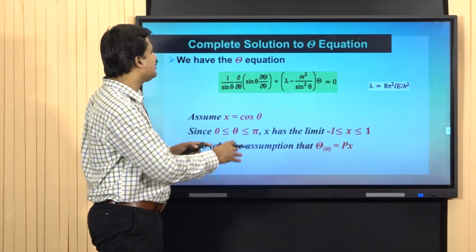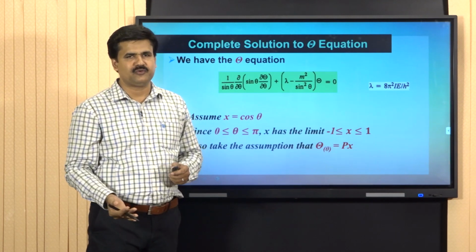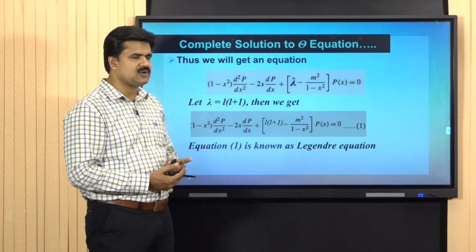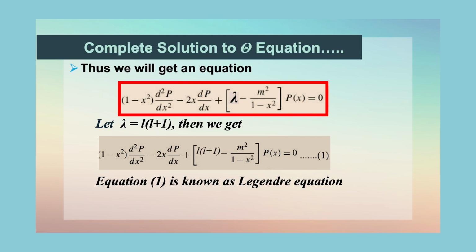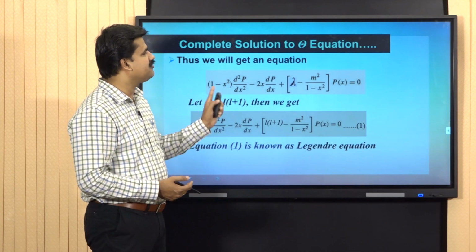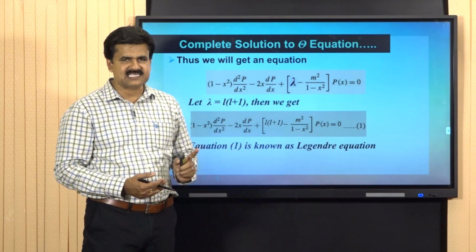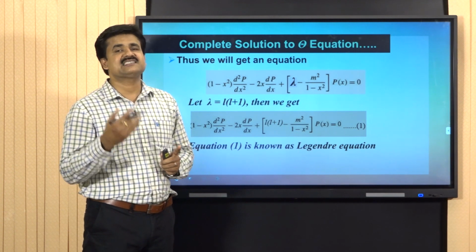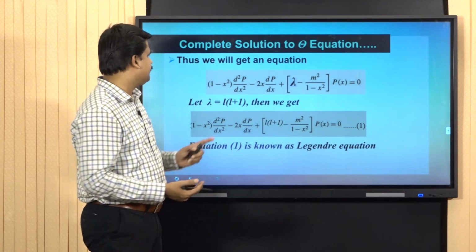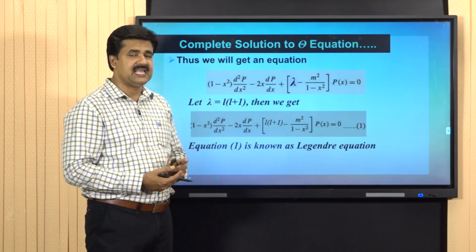By incorporating all this, we can modify this equation into a new form. Thus, we get the modified form as 1 minus x square d square P by dx square minus 2x dP by dx plus lambda minus m square by 1 minus x square into P of x is equal to 0. This is a simplified equation, and here the variable is x. We have to keep in mind that x is related to theta, x is equal to cos theta. Moreover, let lambda be equal to L into L plus 1.